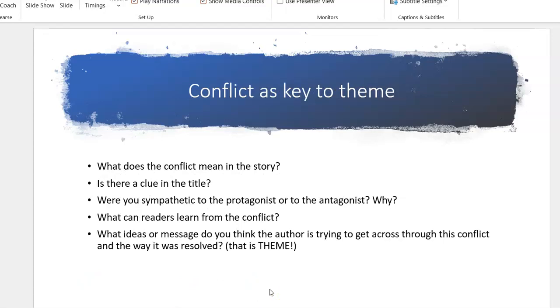Why is it so important? Because it's key to the theme. Theme is the main idea. What are we supposed to be getting out of this? What's the purpose of this story? It's not just to entertain us. Literature has meanings that go beyond that and helps us to learn something. And so you have to know the conflict first. All right, we'll stop right there.